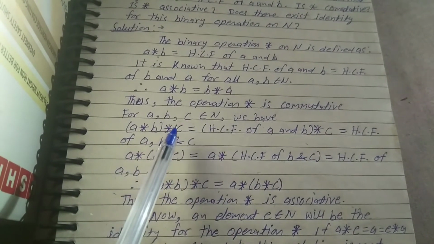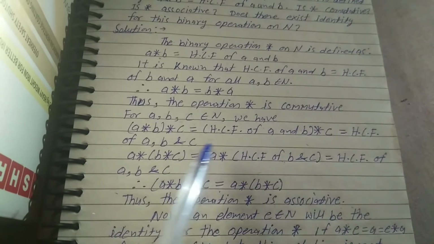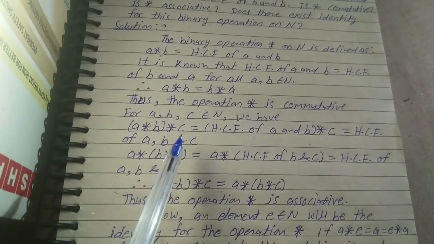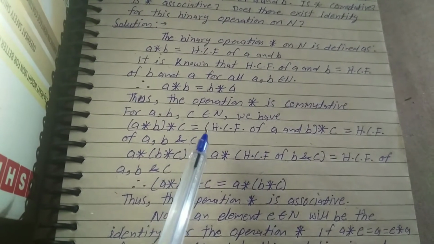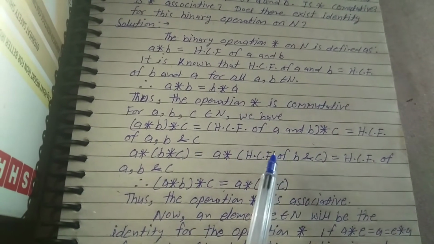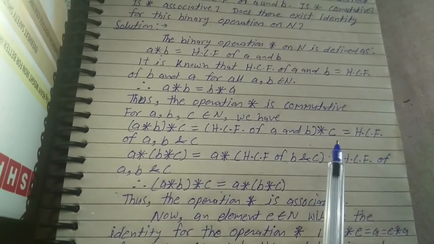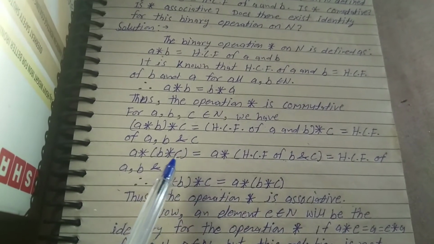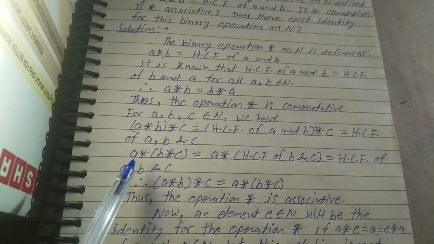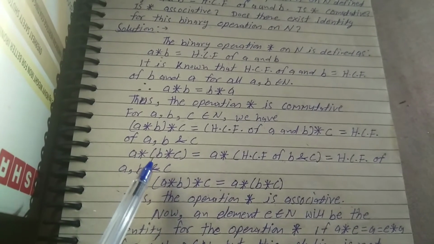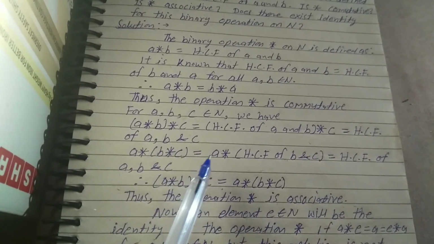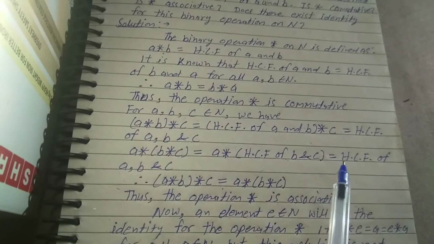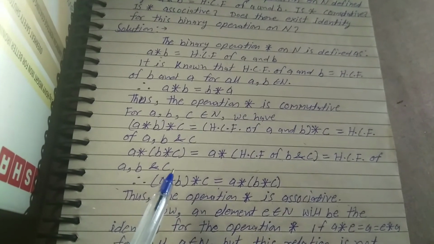For a, b, c belongs to N, we have (a * b) * c = HCF of (a and b) * c = HCF of a, b and c. And a * (b * c) = a * HCF of b and c = HCF of a, b and c.